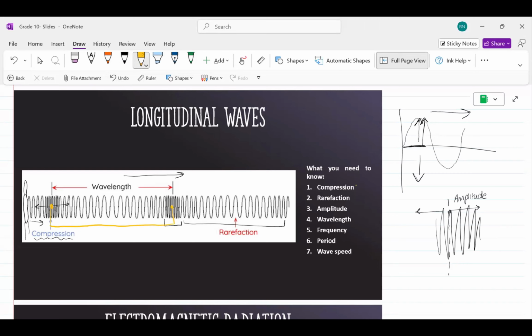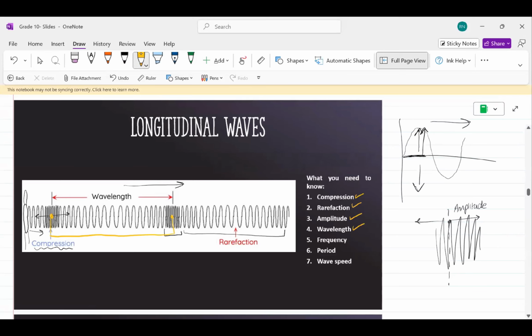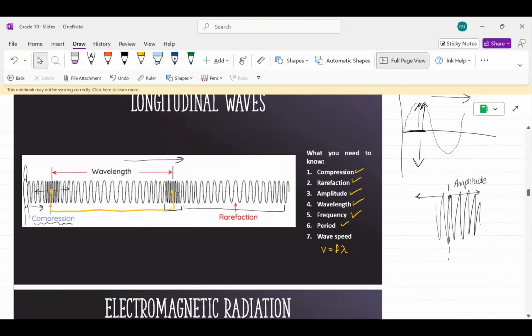Okay, so we looked at compression, rarefaction, amplitude, wavelength. Frequency, again, is how many waves, complete cycles, move past a point in a certain amount of time. And period is how long it takes for one full complete wavelength to go past. V is equal to frequency times our wavelength. It's still the same as with our other wave.